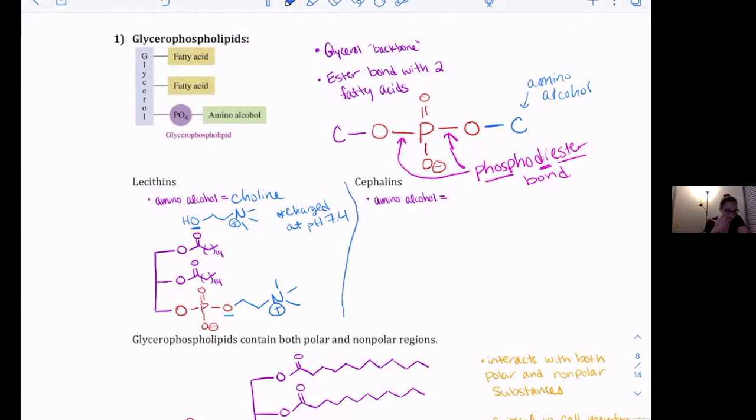The kephalins have 2 different options of what their amino alcohol could be. It can either be ethanolamine, which looks like this. It's almost the same, except now we have hydrogens instead of methyl groups on the nitrogen. Or you can have serine, which is a little bit different. It's technically still overall an amino alcohol, but it's also an amino acid. But it still has an amino alcohol moiety, and an amino alcohol is just where you have an alcohol and an amine on the same thing. So you've seen that in all 3 of these cases.